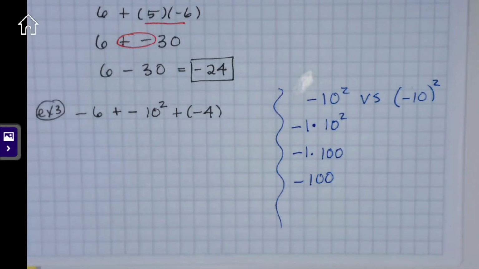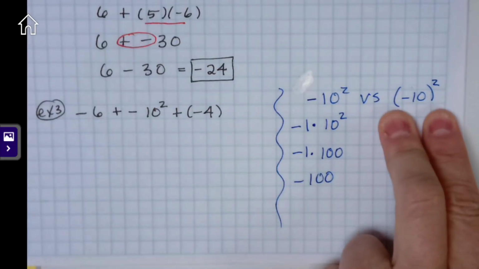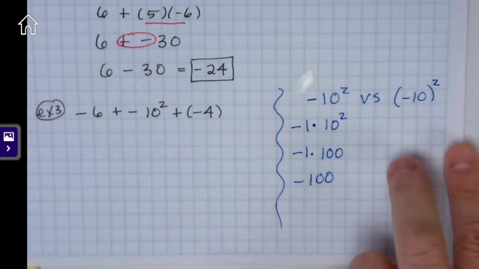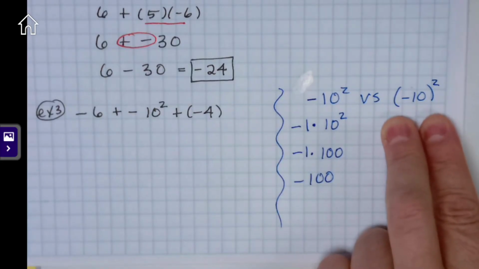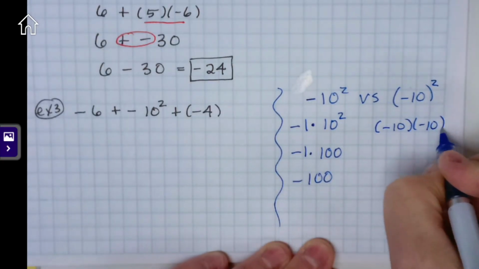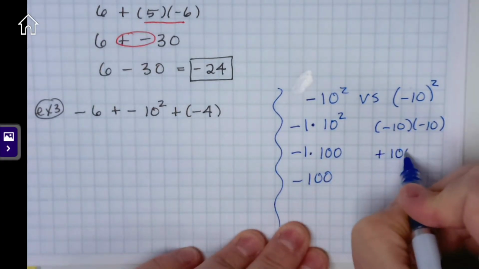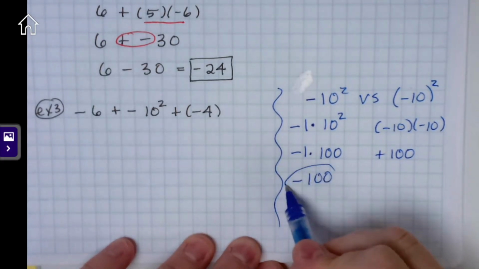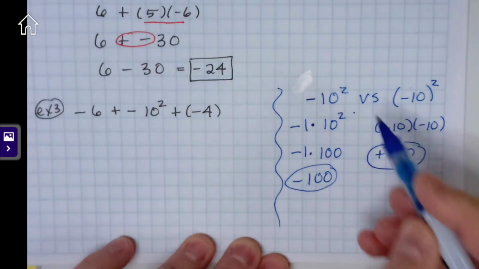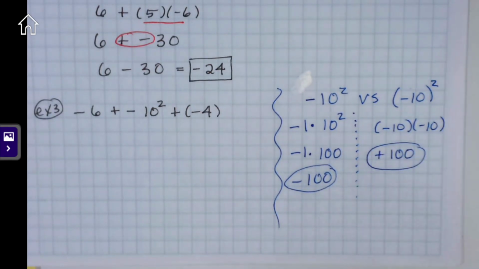Now on the other side, the 10 is with a negative also, but they are in parentheses and the power is on the edge of the parentheses. That means that this is not a 10 squared. It's actually a negative 10 squared because of the parentheses. So this is negative 10 times negative 10, which is positive 100. Two different answers, and it's a notation thing. It's can you read the notation?